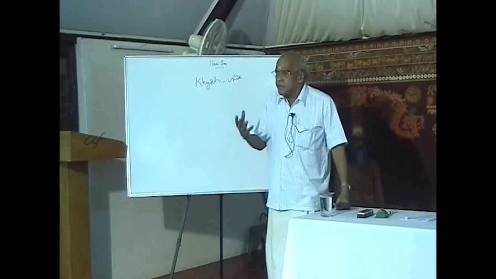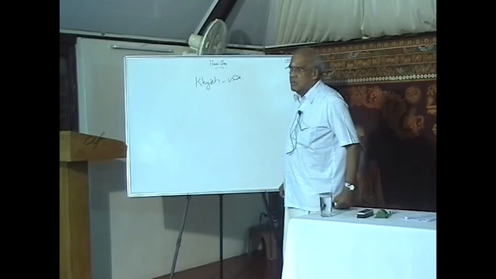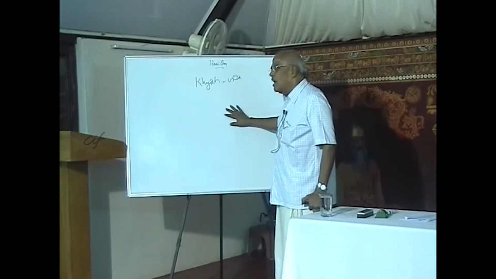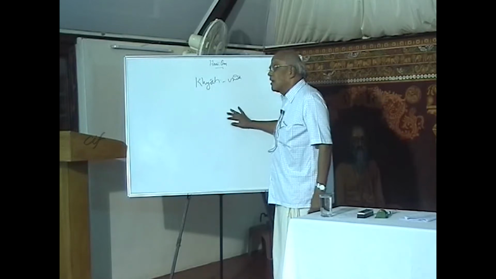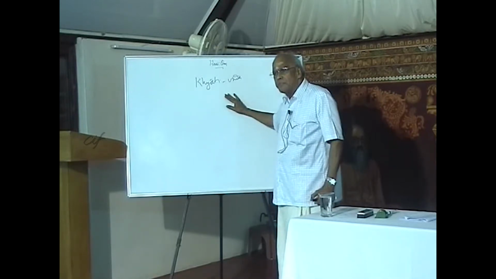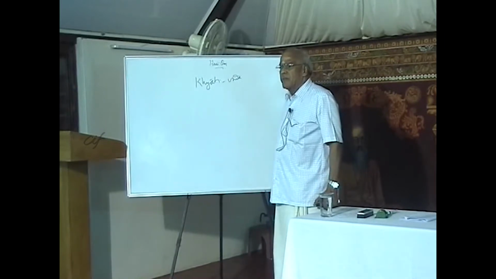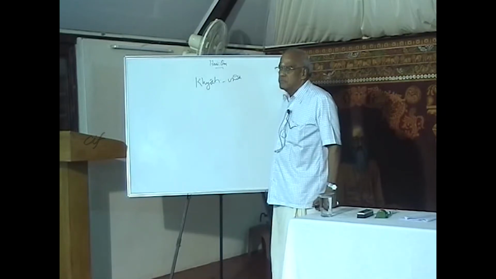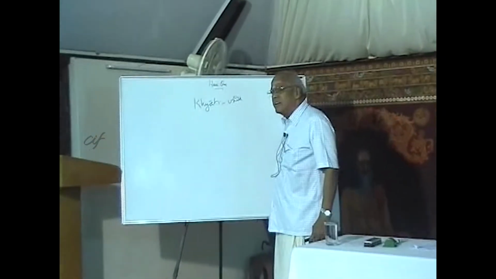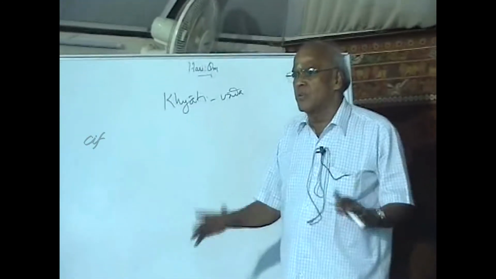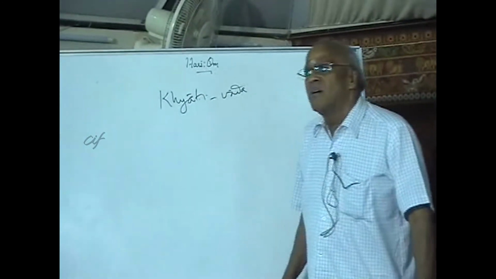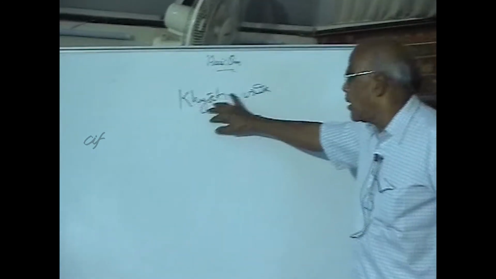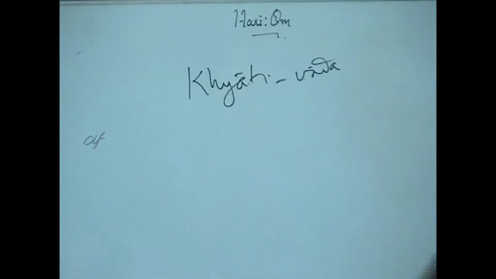Theories of error, theories of perceptual error. Khyadi means cognition. It is an error in perceptual cognition. We are not concerned with inferential errors. Perceptual error is technically called Khyadivada. I don't know the origin. The meaning of Khyadi is cognition. So these are theories about certain problems with regard to cognition, perceptual problems.